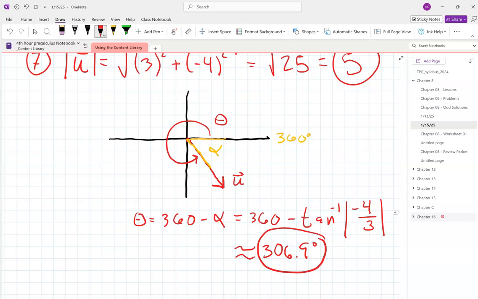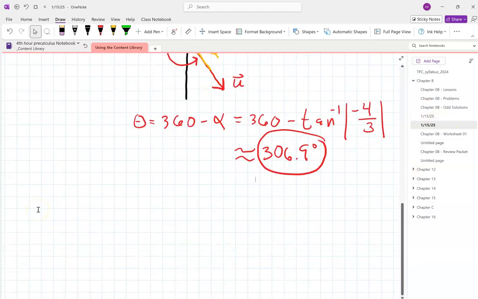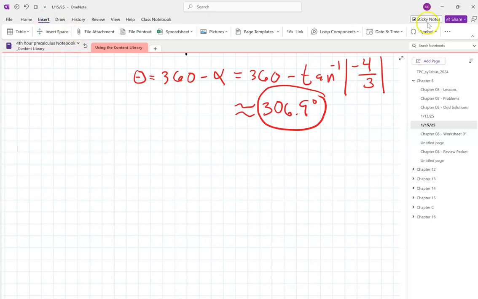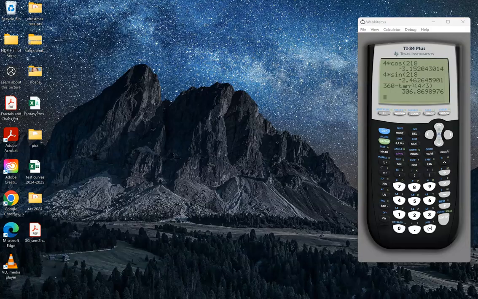Next question. Who knows how to go from a magnitude and direction to a component form?